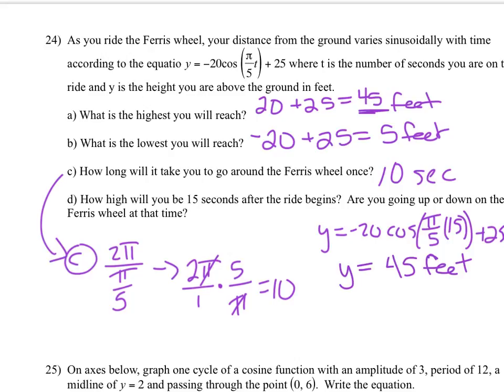Okay, and are you going up or down? Well, if I'm at the max here, I'm neither going up nor down. I'm at the max. Neither.